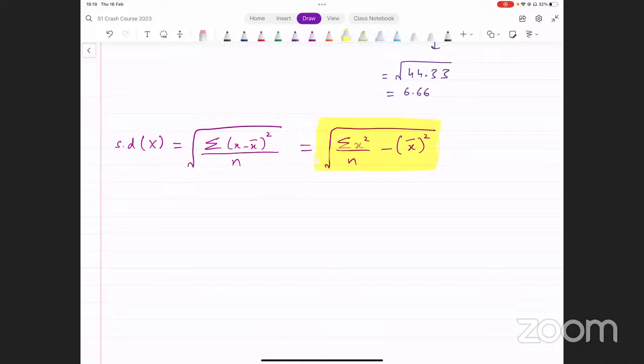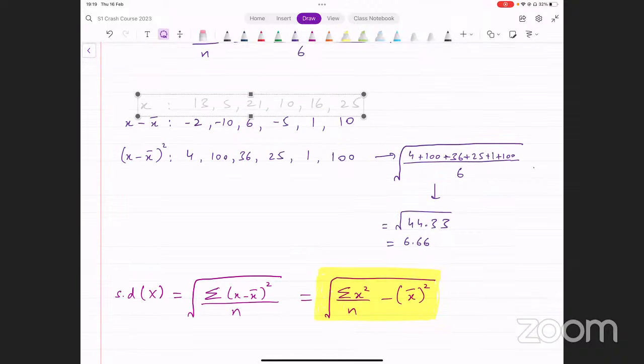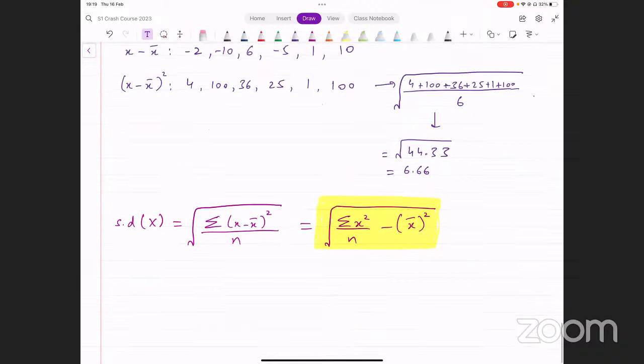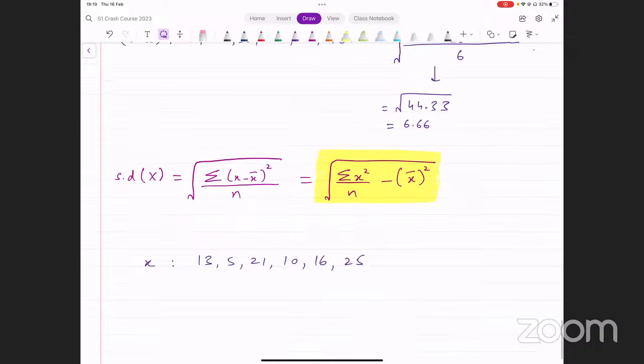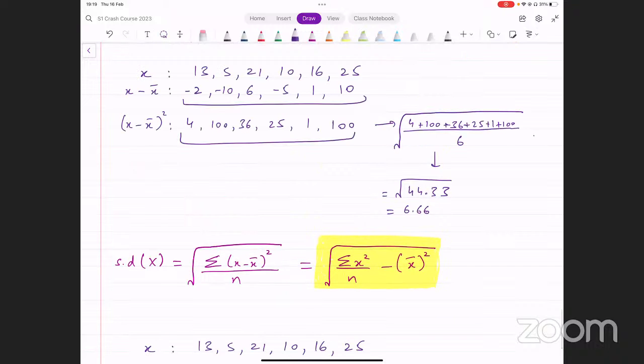How exactly is this going to be quicker? Let me show that to you. So these are the values of x that we have. What did we have to do for the previous formula? For the previous formula, we had to find all of these differences, and then we had to square all of them, and then we had to take the average of those squared differences and take the square root at the end.